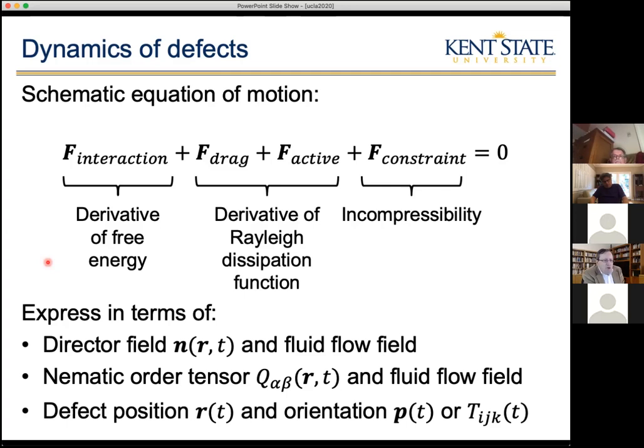Or we could just say we want to work with macroscopic degrees of freedom, like the defect position and defect orientation. These are a very small number of degrees of freedom that apply to the defects rather than degrees of freedom that apply to the liquid crystals everywhere.